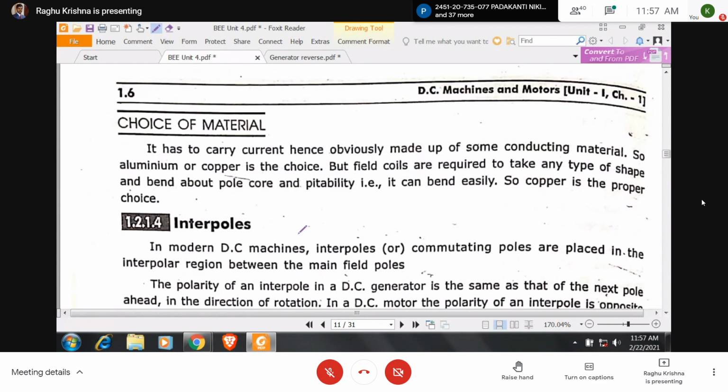Next, choice of the materials. It has to carry current, hence obviously it is made of some conducting material. So aluminum or copper is the choice. You can use aluminum or copper wire for the field winding.